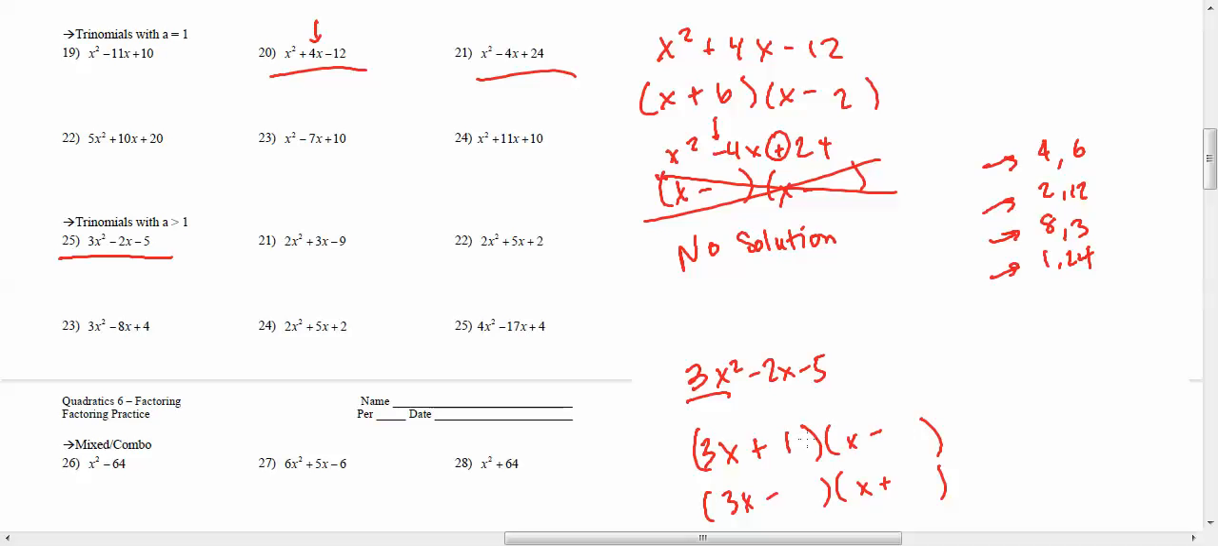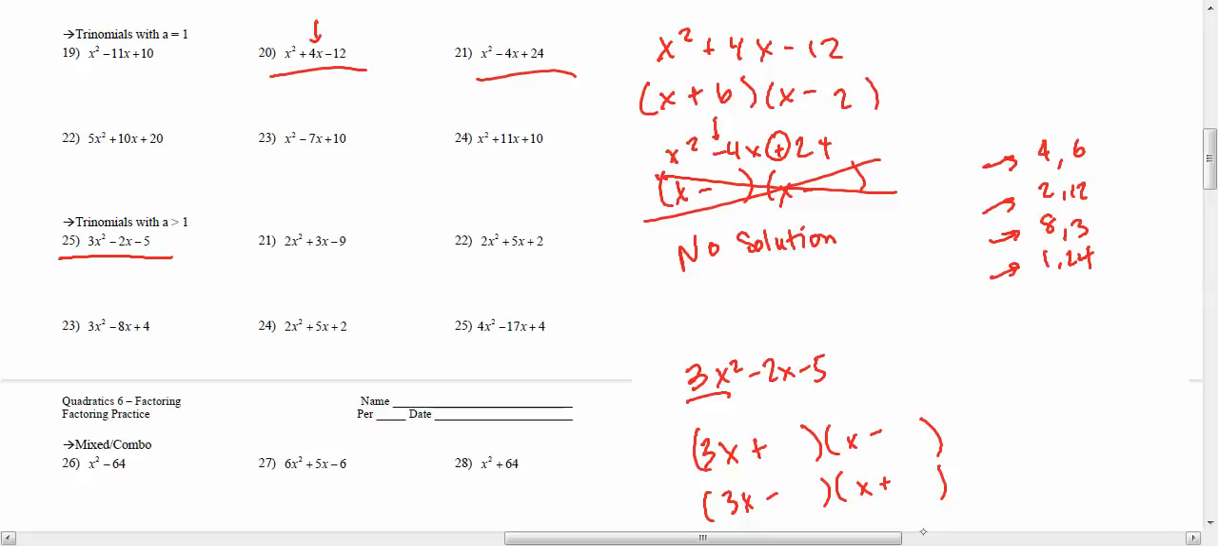So I could put 1 and 5 over here. I could put 5 over here and 1 over here. Or I could do 5 and 1 here, or 1 and 5 here. There's a bunch of different options to choose. But I know that those are the numbers. I'm only going to be dealing with 1 and 5.